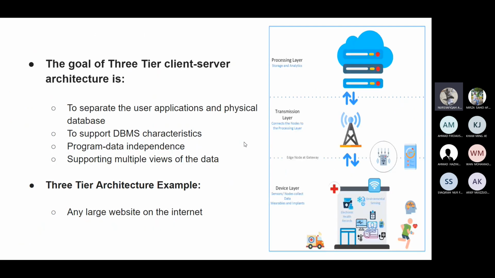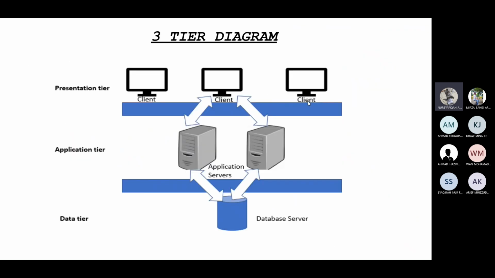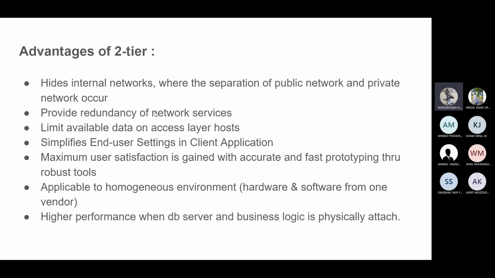What is the goal of the three-tier client-server architecture? It is mainly to separate the user applications and the physical database, to support DBMS characteristics, program data independence, and support multiple views of the data. For example, currently we are using a website, which is one example of a three-tier client-server. So this is the sample. This is actually a simple three-tier diagram, but in normal life, three-tier systems are more complex than this diagram.